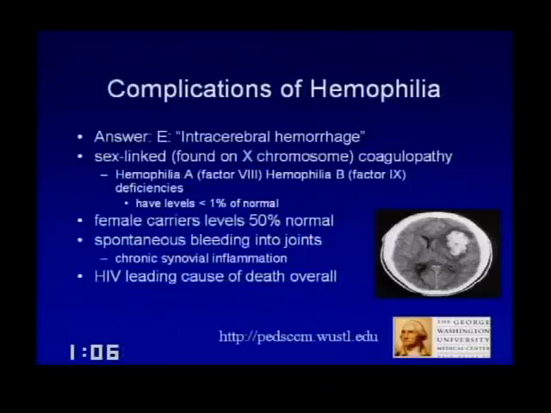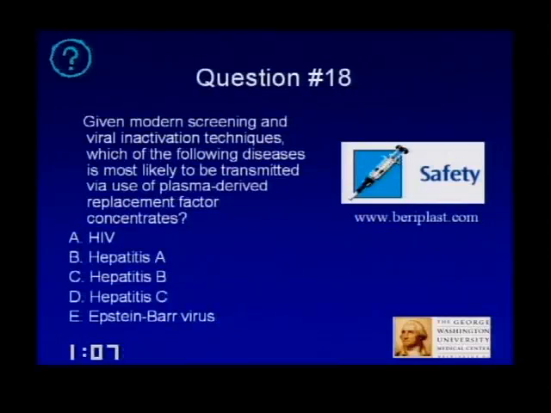You'll most frequently see these patients with spontaneous bleeding into joints, so they'll come in with joint pain. This leads to a chronic synovial inflammation, and they'll eventually get deformed, immobile joints, very similar to the joints seen in patients with rheumatoid arthritis because they develop what is like a chronic aggressive synovitis. And there are some more points about hemophilia in the handout.